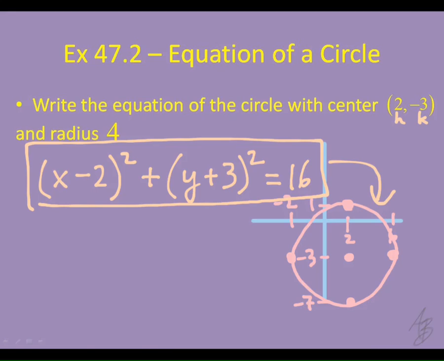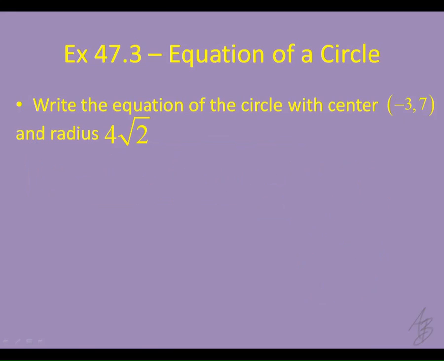All right, another one. So now we want to write the equation of the circle with center at (-3, 7) and a radius of 4 square root of 2. I'll give you a minute to do that. Don has his hand up. Don, do you have the equation? Okay, go ahead. Read it to me. x plus 3, squared, plus y minus 7, squared, equals 32.